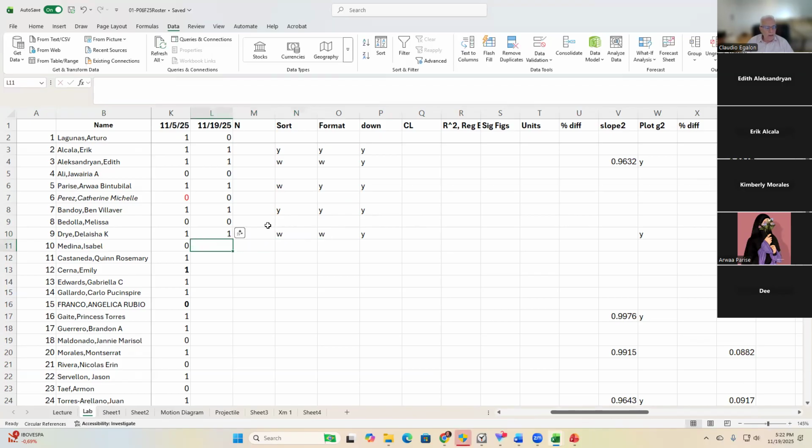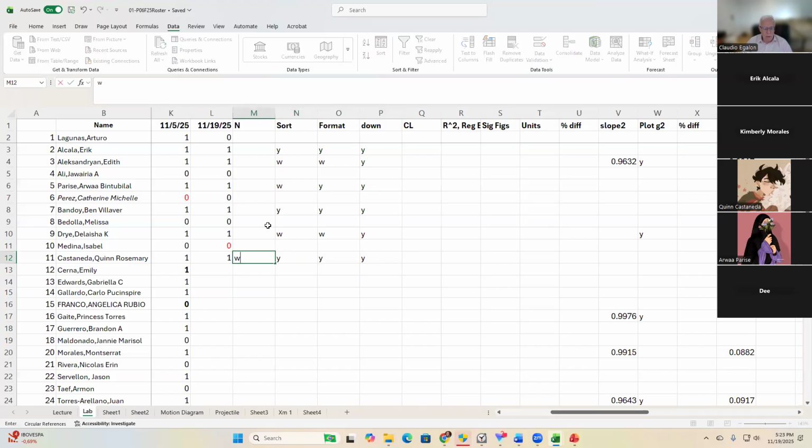Good. Next is Isabel Medina. I don't see Isabel here. Queen Castaneda. Hello. Did you download the spreadsheet? Yes. Okay. Did you format it as well? Yes. Okay. Did you sort? Yes. Okay. How many values did you get between plus and minus sigma? Not counted yet. You didn't count it yet? Okay, so I'm gonna put that you're working on that.